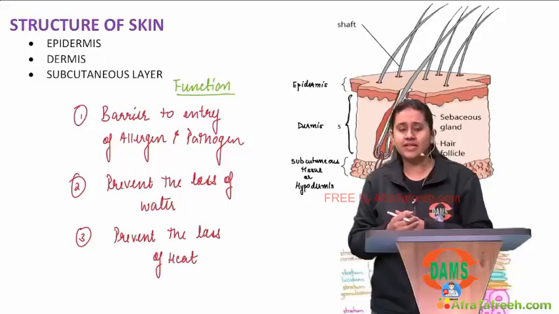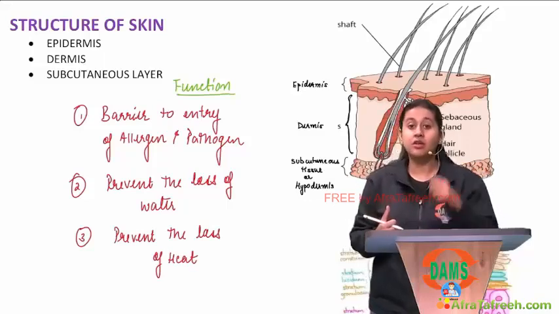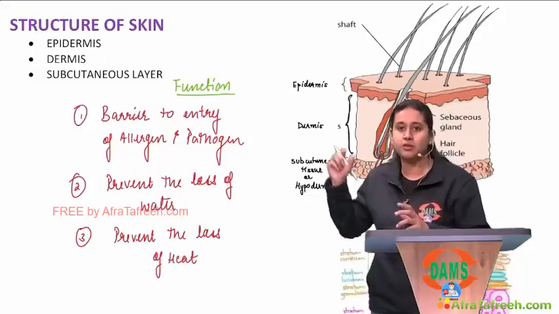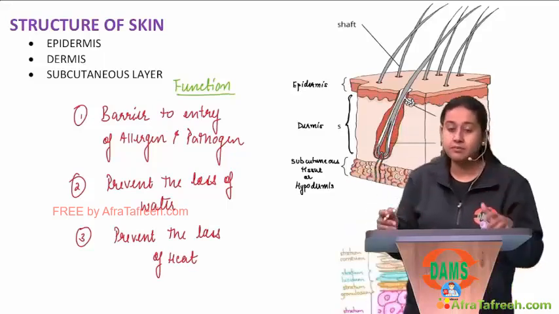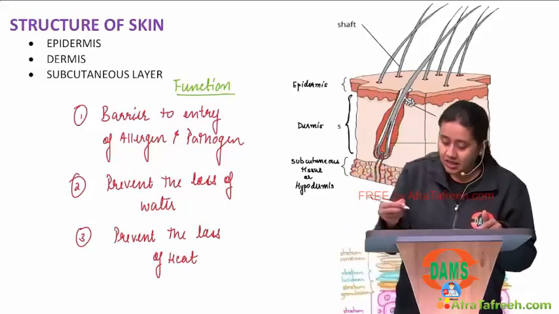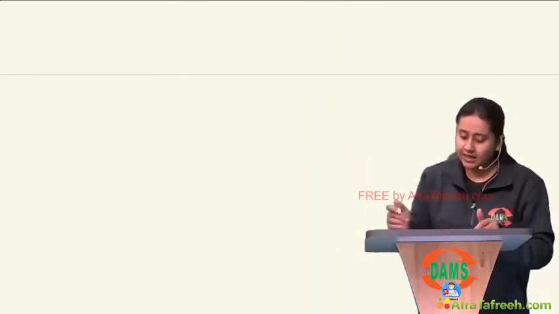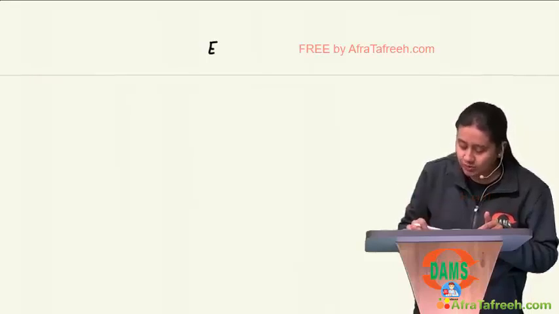Now they can ask you in exam, which is the most important layer? Please remember, all the layers are important, but with respect to the barrier, it is the epidermis which plays the maximum role. So let us discuss epidermis a little bit more in detail. Now what is epidermis made up of? What are the epidermal layers? So please write along with me that epidermis is considered to be the outermost layer.